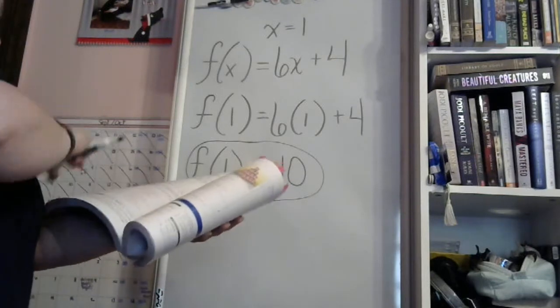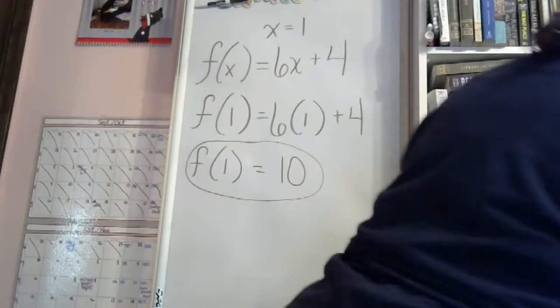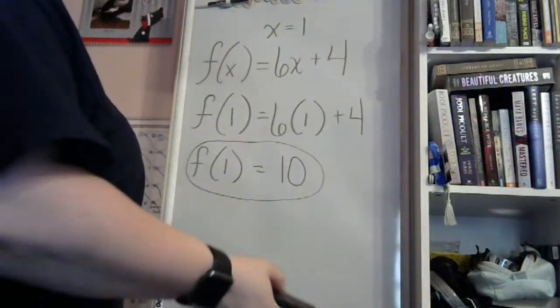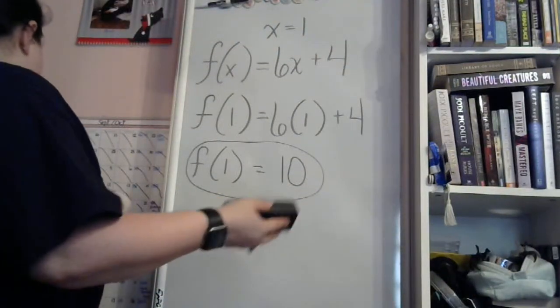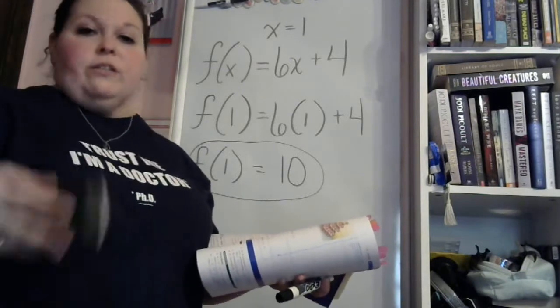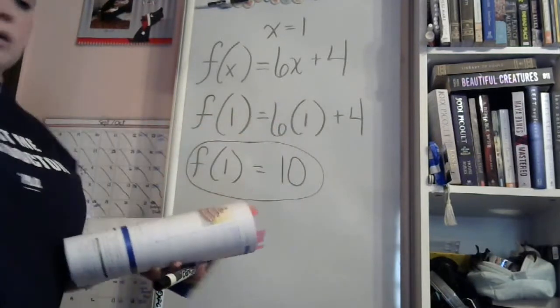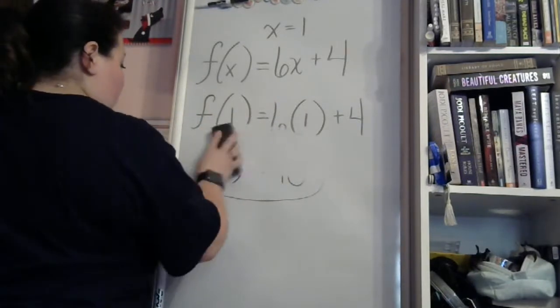Now, of course, sometimes these get a little bit trickier when you have more letters involved. That's when it turns into G of whatever, or G of X, or H of X, when you have bigger equations going on.